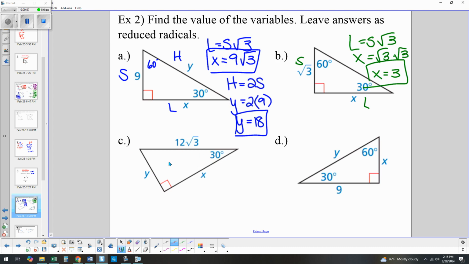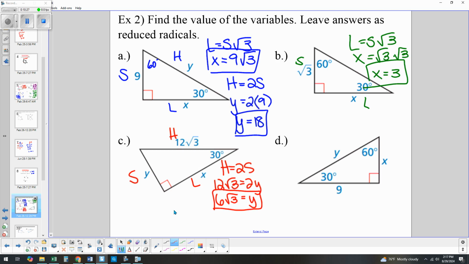For C, here's my 30. Across from 30 is the short side. This was my hypotenuse. That's my long side. So in this case, I'm given h. So I have to start with the formula that includes h in it. I cannot start with L equals S root 3. So if I start with h equals 2s, I'm going to put 12 root 3 in for h and y in for s. So I'm going to divide both sides by 2. So 12 divided by 2 is 6. I'm not going to touch the 3 because it was in a square root.